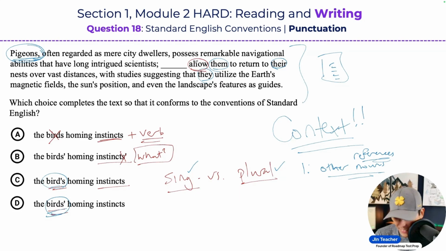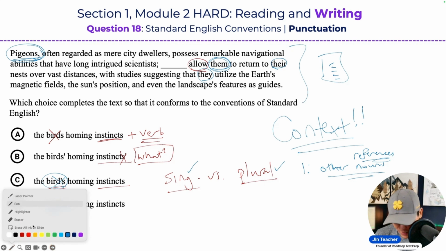So here we cannot use the singular possessive form because we're referring to these birds in the plural sense. This is why we can cross out answer choice C, and this is why D here will be the correct answer to this question. Does that make sense? This is how you solve apostrophe questions step by step. This is what I mean by focus on one thing at a time. Okay, hopefully that's clear to you guys.